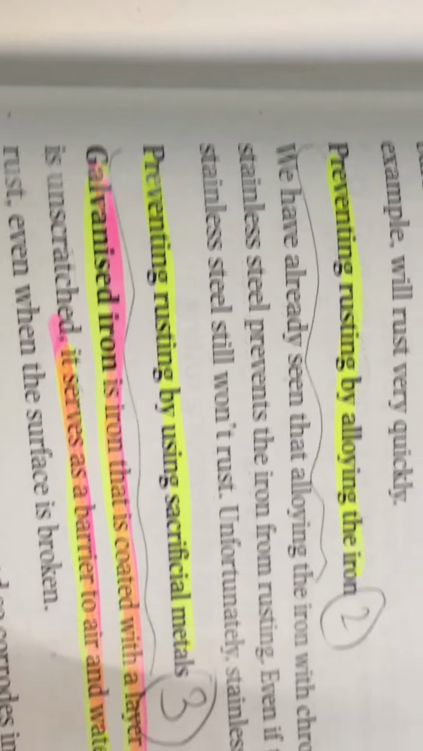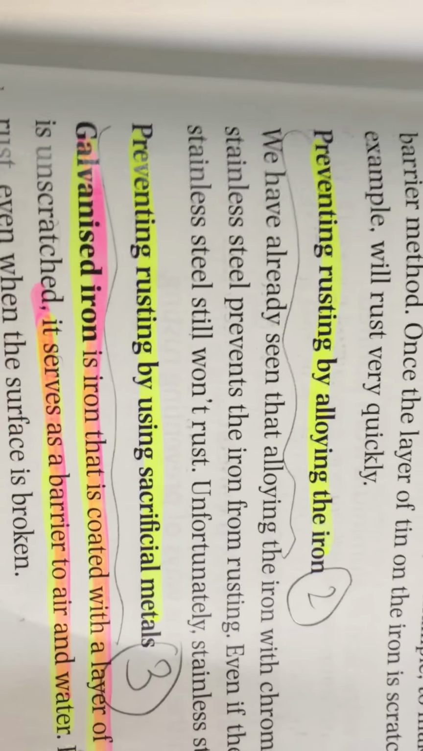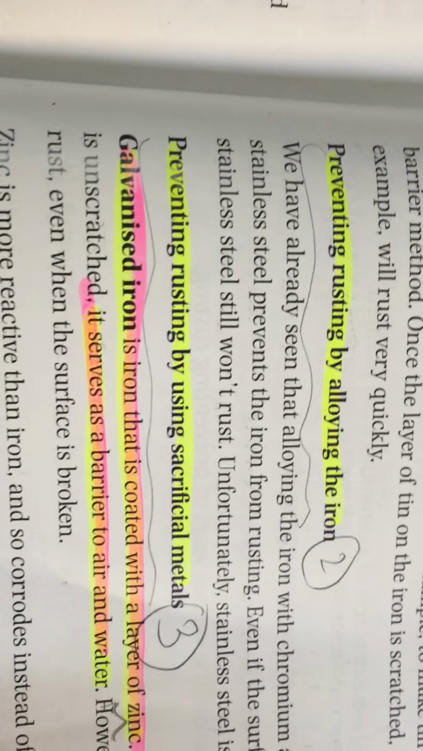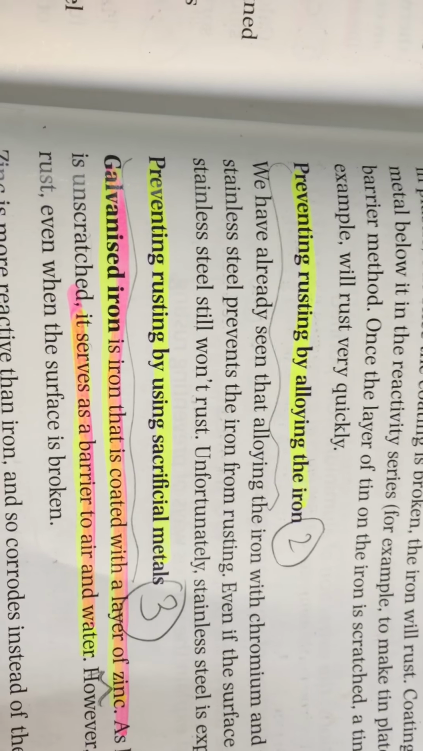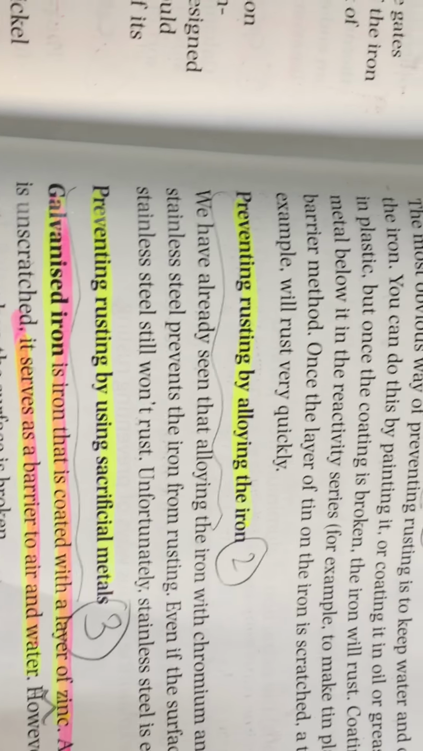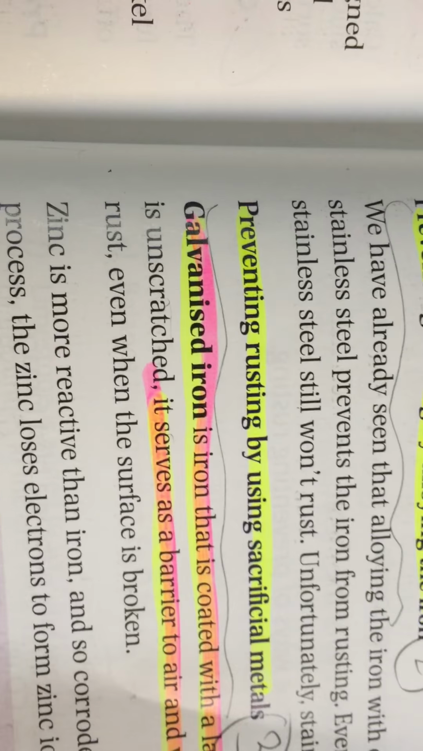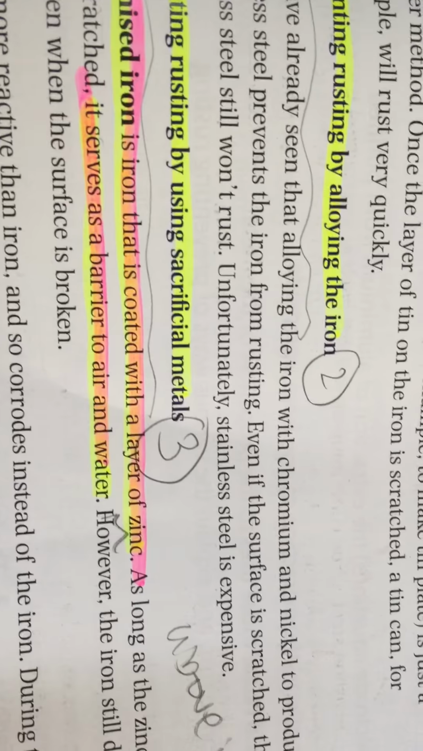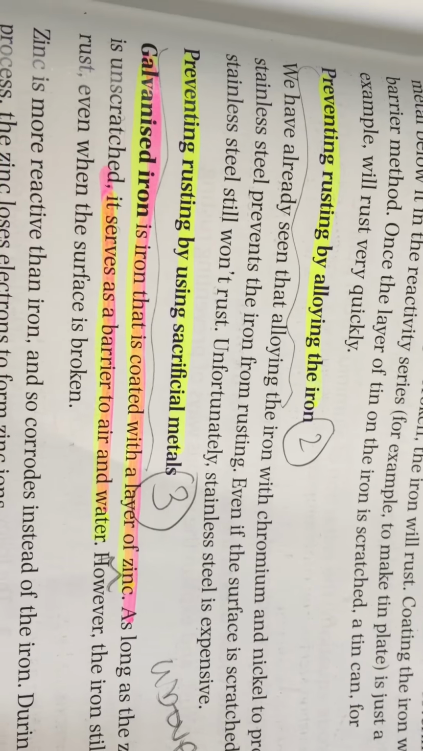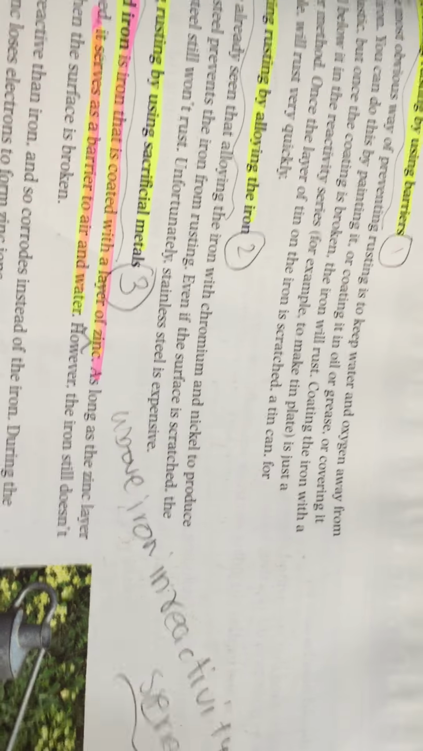Okay, we can also prevent rusting by the sacrificial method. In the sacrificial method, I'll use a metal more reactive than iron, above iron in the reactivity series, so it can react with oxygen faster than the iron. Sacrificial method. What does it mean by galvanized iron? Galvanized iron is iron coated with a layer of zinc. Okay. So this is everything I want from you in chapter 17.